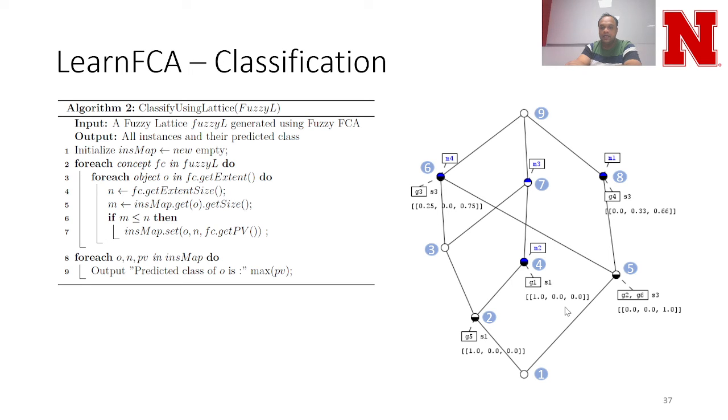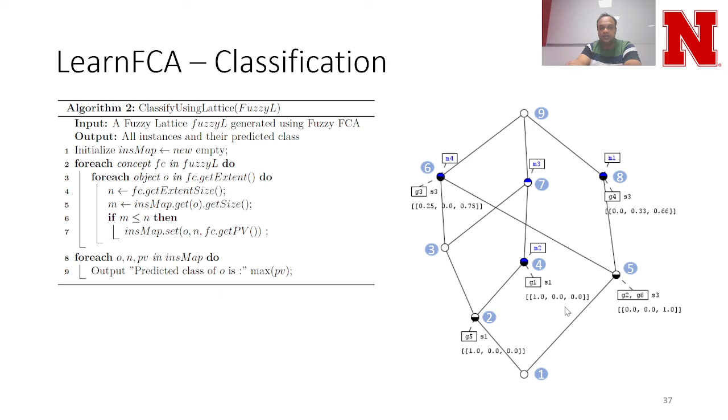actually then go ahead and for each of the concepts, we use our classification strategy and then derive the probability vector, and then using those probability vectors we can classify the objects. So this is algorithm 2. How we start is we have a fuzzy lattice which we already generated using fuzzy FCA, and our output is basically all the instances and their predicted classes.